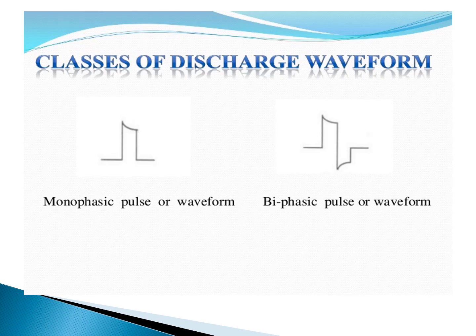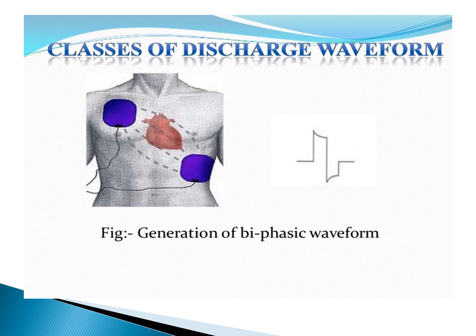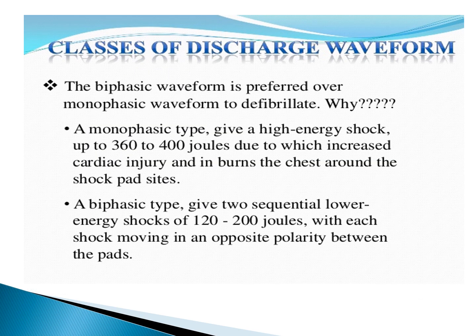Classes of discharge waveform: there are two types, monophasic pulsar waveform and biphasic. So there are two general classes of waveforms. In a monophasic waveform, the energy is delivered in only one direction through the patient's heart. But the advantage of the biphasic waveform is that energy is delivered in both directions through the patient's heart. Here you can see the energy is delivered on both sides. So the biphasic waveform is preferred over the monophasic waveform to defibrillate.